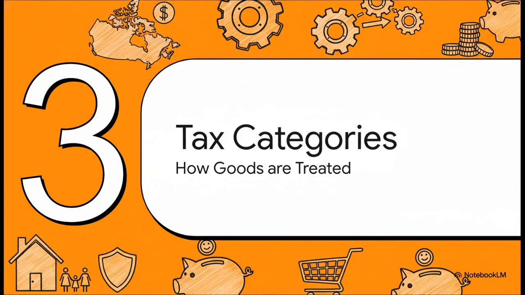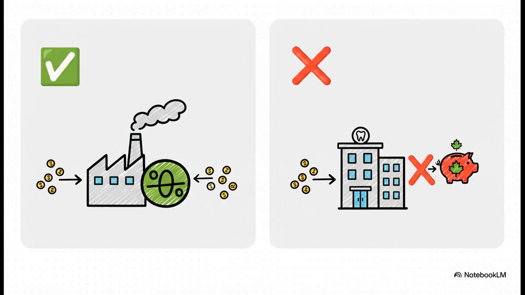Now, a crucial part of making this whole system work is recognizing that not everything is taxed in the same way. In the world of GST/HST, everything falls into one of three buckets: taxable, zero-rated, or exempt. Most things are just plain taxable, but those other two categories are where things get really interesting from a policy perspective. All right, let's put zero-rated and exempt supplies side by side, because the difference between them is absolutely fundamental.